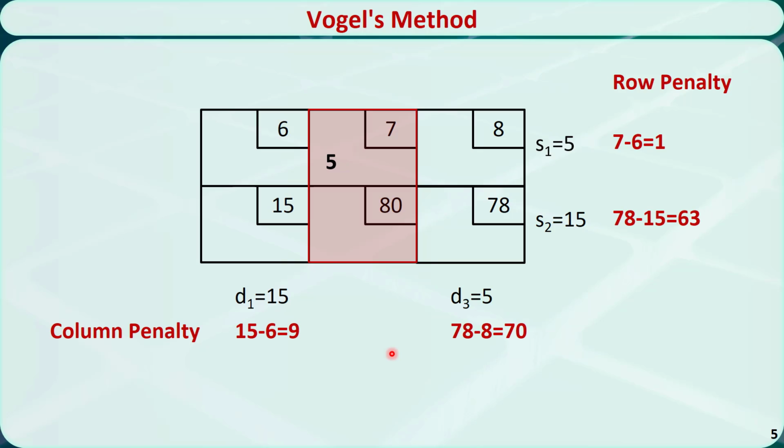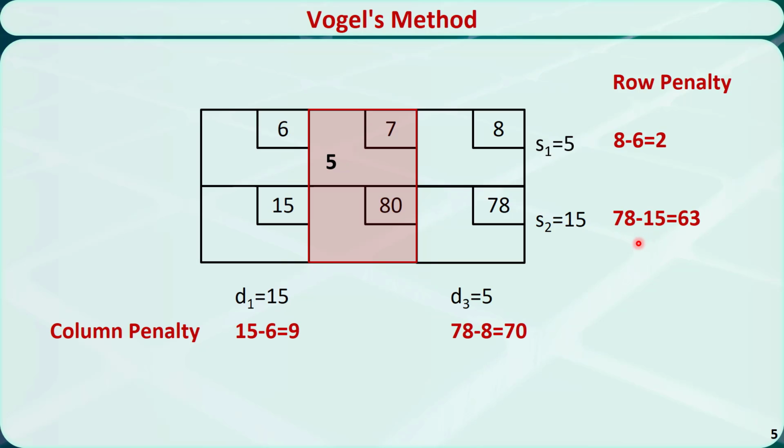Now we need to check step 3. Do we have only one cell left? No, we have 4 cells left. We need to go to step 0 and repeat the entire process. We need to update the penalty for each row. For the first row, the smallest cost is 6. The second smallest cost is 8. 8 minus 6 is equal to 2. For the second row, the smallest cost is still 15, and the second smallest is still 78. So the penalty is still 63.